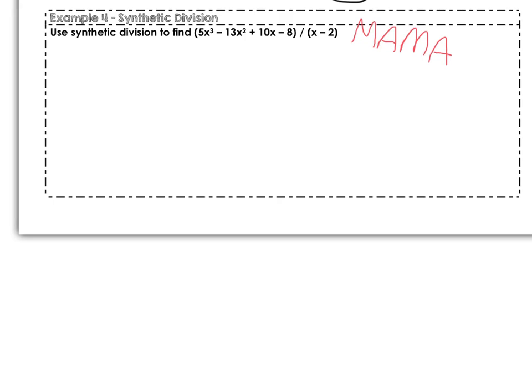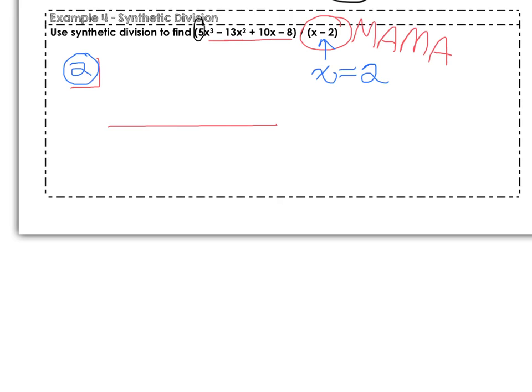So I have this polynomial, 5x cubed minus 13x squared plus 10x minus 8, and I'm being divided by x minus 2. The setup for synthetic division gets a little half box, and it's going to have some space here. What goes inside this half box is the 0 that I'm testing. So if the possible factor is x minus 2, that means the 0 would be 2 because it's always the opposite sign. So it's going to go in my half box.